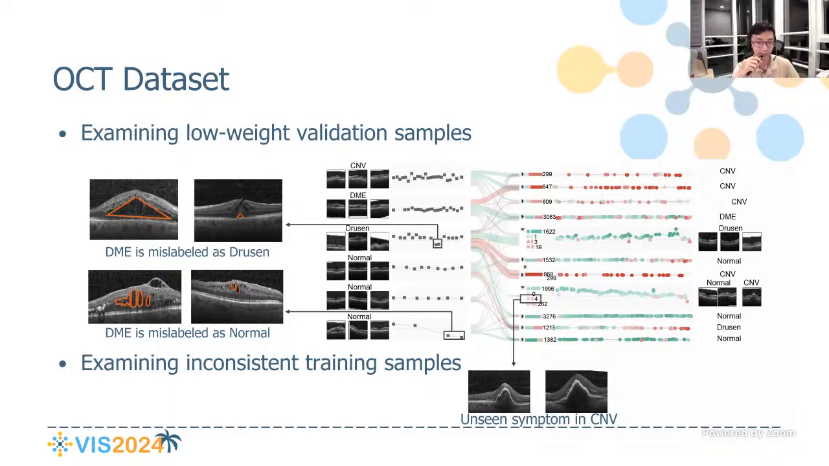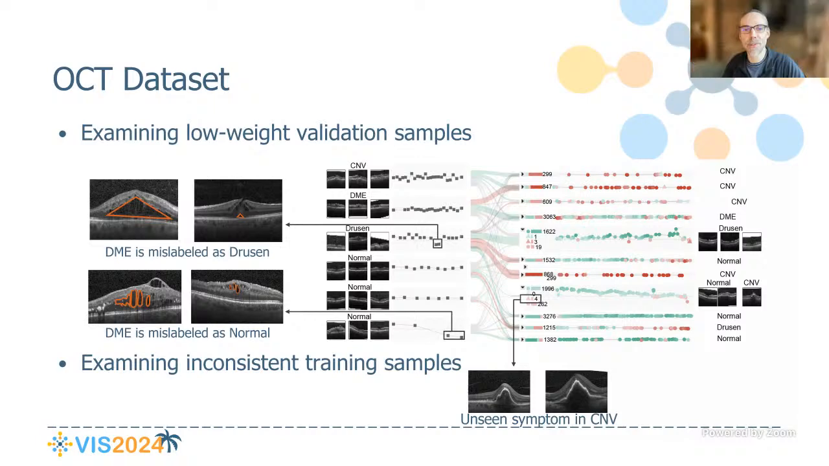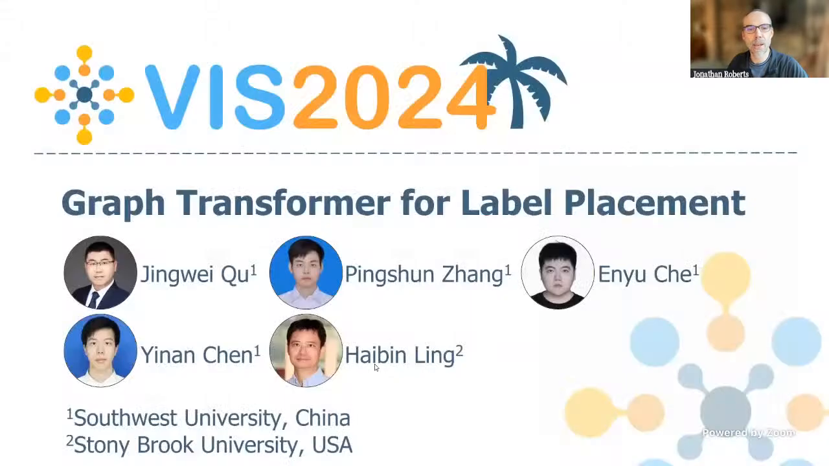Yeah. Brilliant. Well, thanks so much for a good talk and interesting work. Thanks very much. Let's move on to the next talk. The next speaker is going to be Jing Ku, who's going to be talking about graph transformer for label placement, and we have a video to play for this. So please play the video. Thank you.